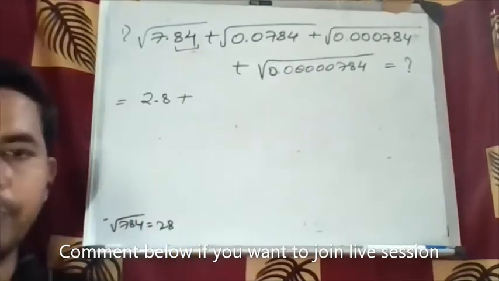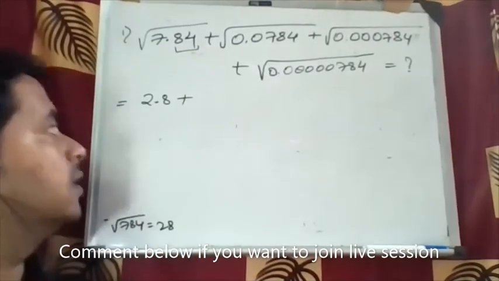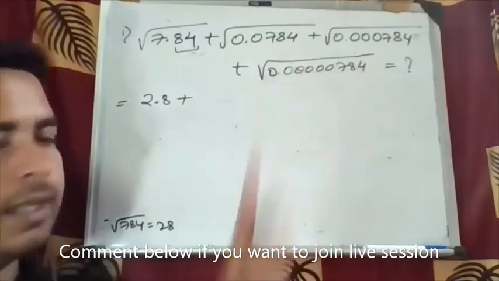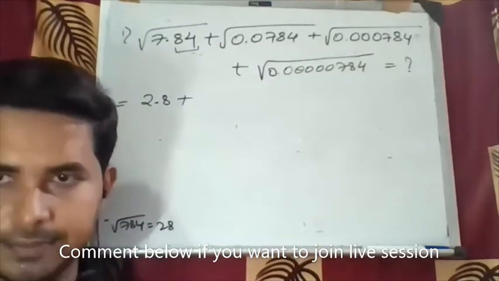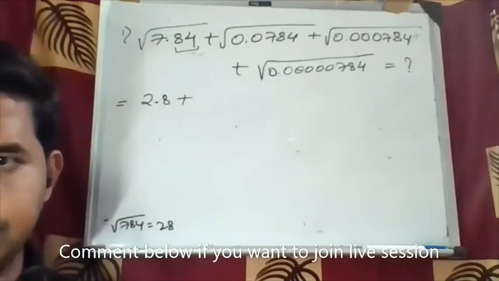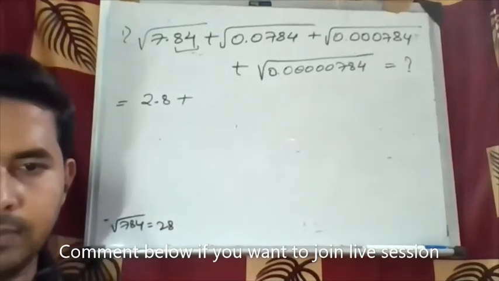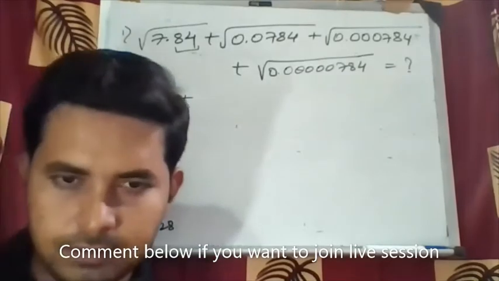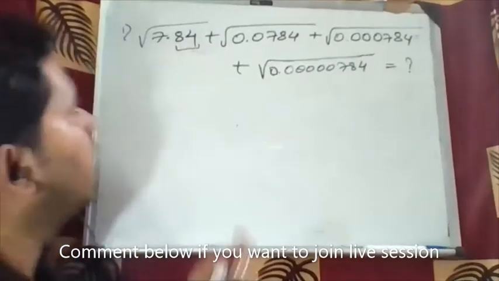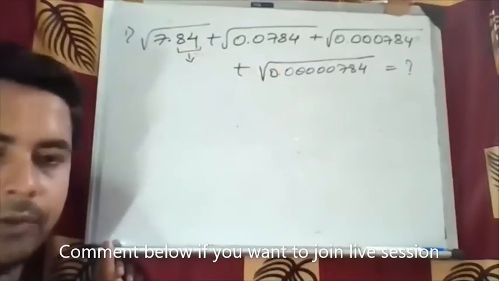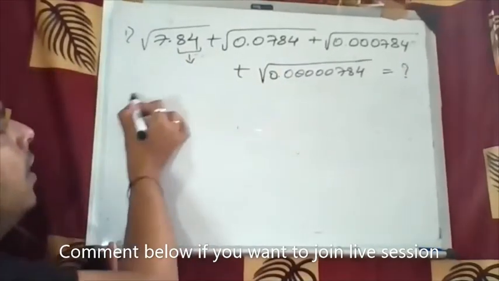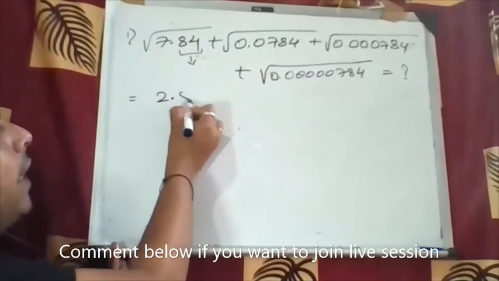Square root of 7.84 will be 2.8. Now add up the rest like that and give me the final answer. So first I know there is only one pair. Let's say 28 is the square root of 784. So here I'll write first 2.8.